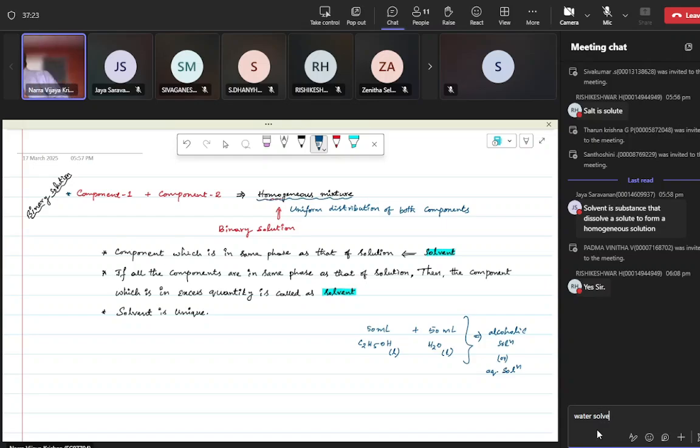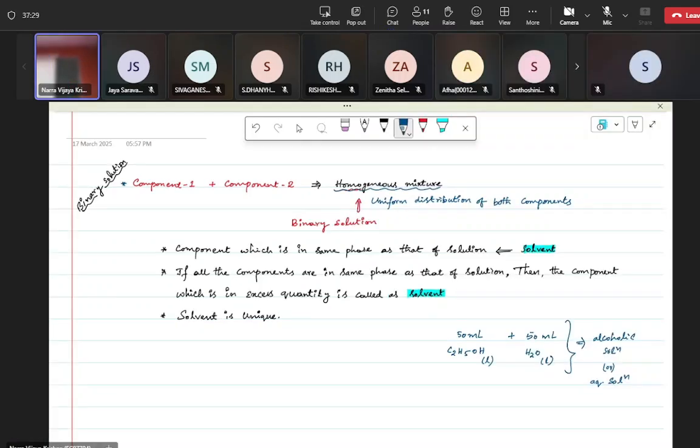It is mandatory: when you name a solution, you need to name it on behalf of the solvent. If I say aqueous solution, it means I am assuming water as the solvent. If I say alcoholic solution, it means I am assuming alcohol as the solvent and water as the solute. If I call it an aqueous solution, water is the solvent and alcohol is the solute.